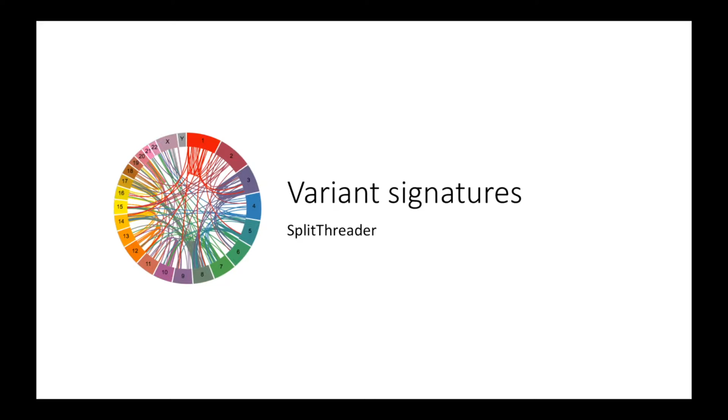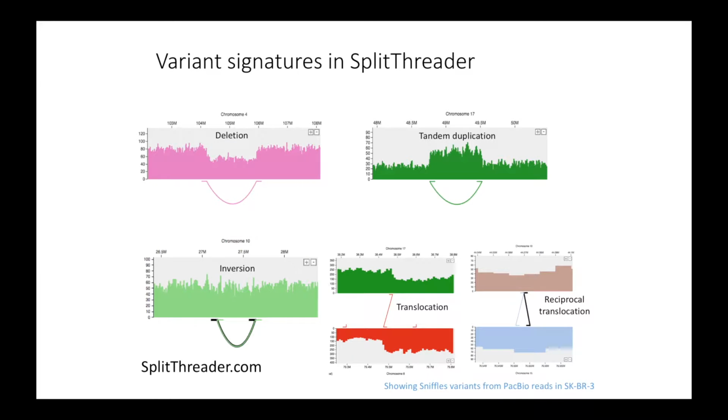And now a closer look at some variant signatures in SplitThreader. These are some of the variant signatures in SplitThreader, which I will use to illustrate how the variants are drawn in SplitThreader and how the copy number profile matches up with the strands of the variants.